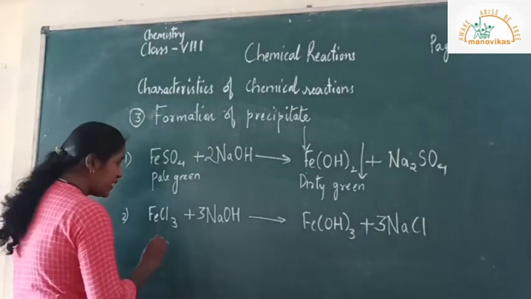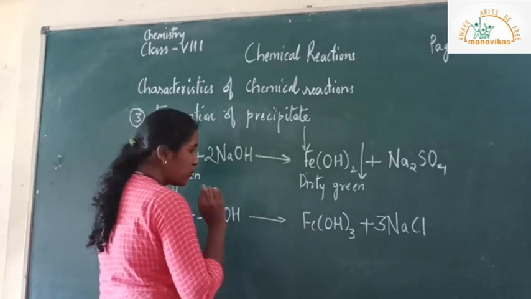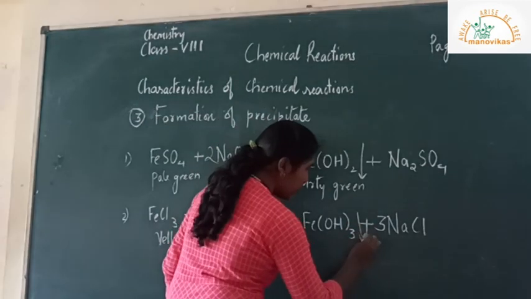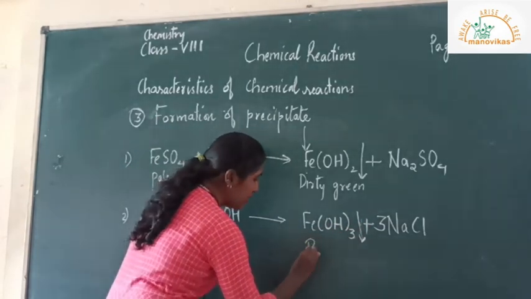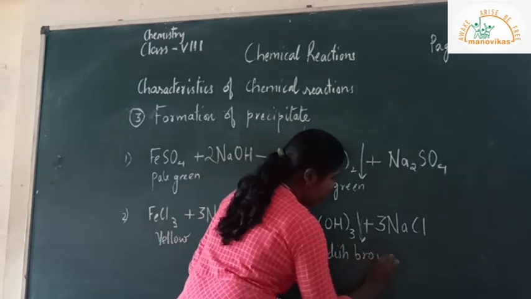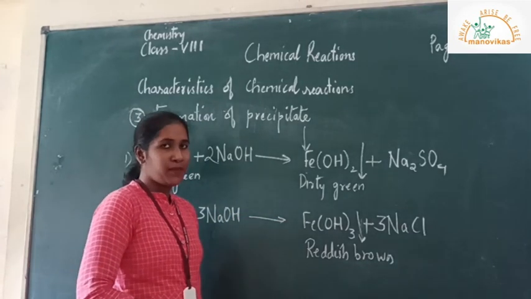So this ferric chloride is yellow in color. When it is being treated with the alkali, here we obtain the precipitate, which is indicated with the downward arrow, and the color of the precipitate is reddish brown. Let's check this experiment practically.